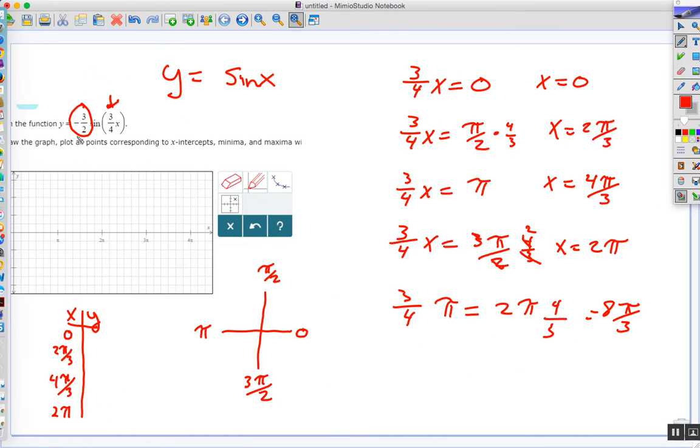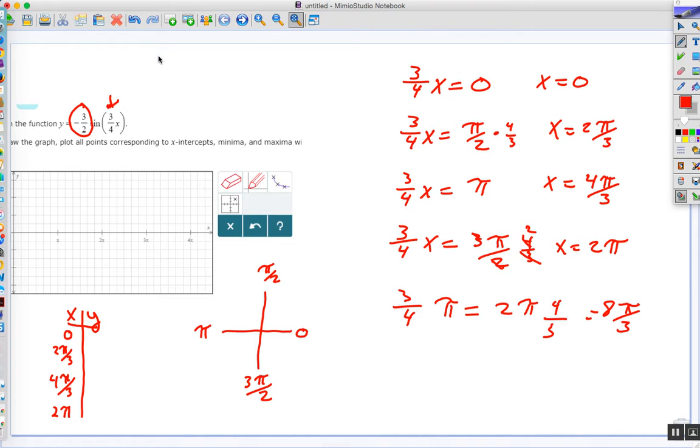So again, we know our amplitude is -3/2, so the distance from our center line to our max and our center line to our min is going to be 1.5 units. The negative is just telling us that this graph is going to go down before it goes up. And this 3/4 affects the period of our function. How long does it take to complete one cycle? So I'm just going to start plugging in values now using our t-chart method.